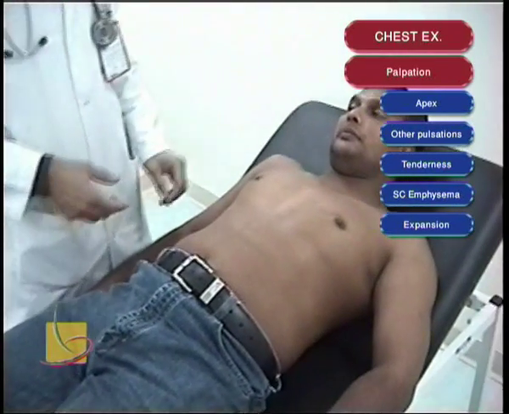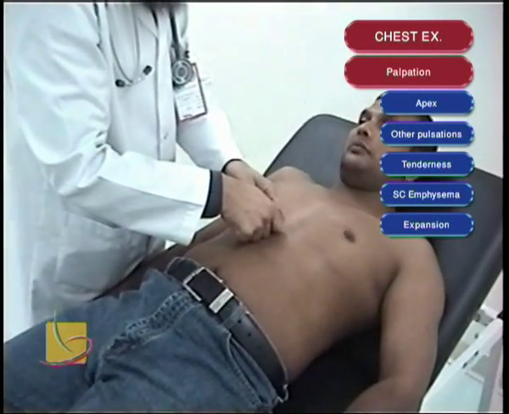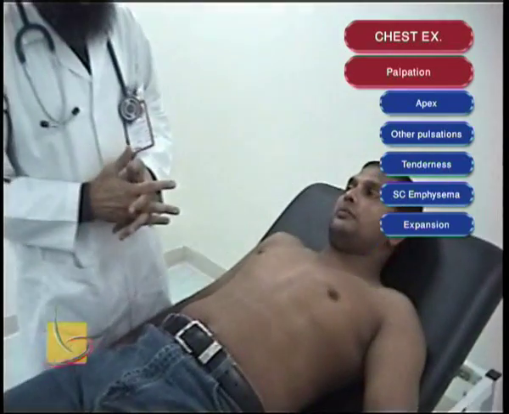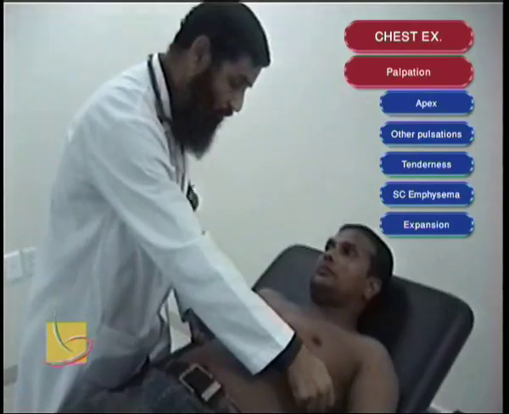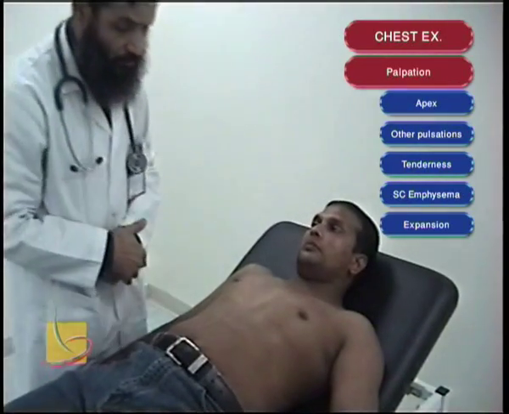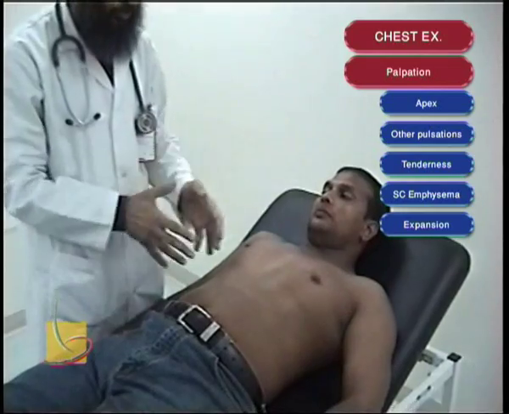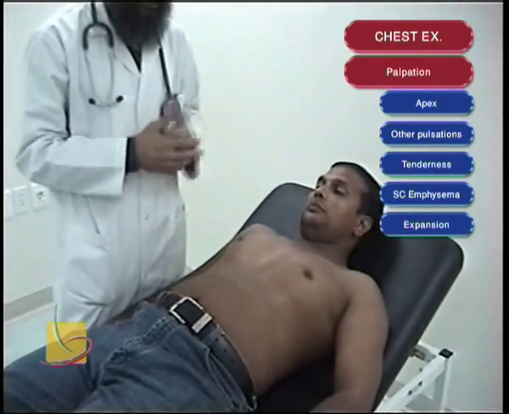I don't have tape now, but if you are using the tape, then it will become more than that. Actually, something in the range of 4 to 6 centimeters. You can do it in the middle and in the lower zone, but they have the same significance. Chest expansion is reduced in some diseases, either unilaterally or bilaterally.